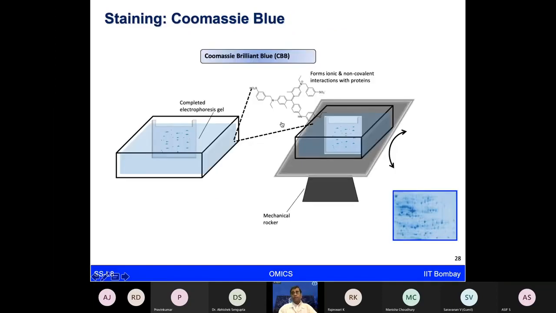Coomassie brilliant blue is one of the most commonly used staining methods, which you see in most molecular biology labs. It is very stable. It forms ionic and non-covalent interactions with the proteins. Once it binds with the protein, you can then do the destaining, and the stained part will not go off. As a result, you can see very little background, and only the proteins will be more visible, blue colored. You can just keep it overnight in the stain, and then next day you change the stain solution and keep it in destain. So this is a very commonly used staining method.